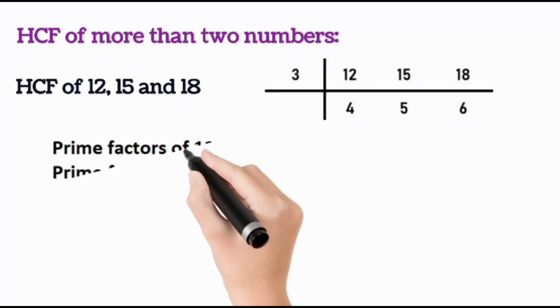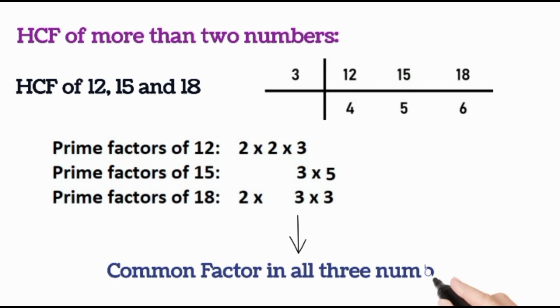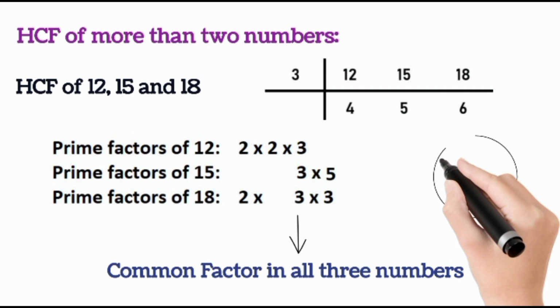Let's also do the looping method. Here we are going to mark the numbers which are common in all the three. Since 3 is the only common factor, that's the HCF of these three numbers.